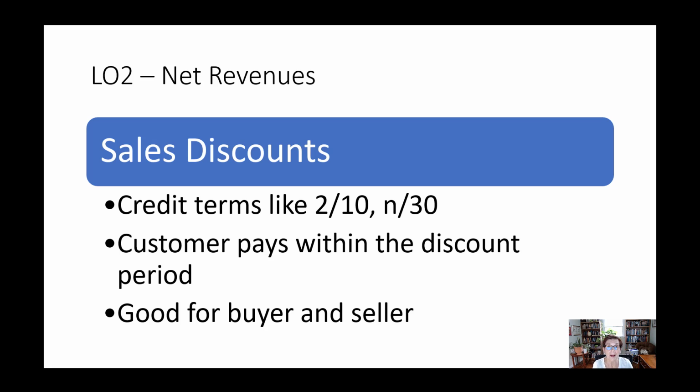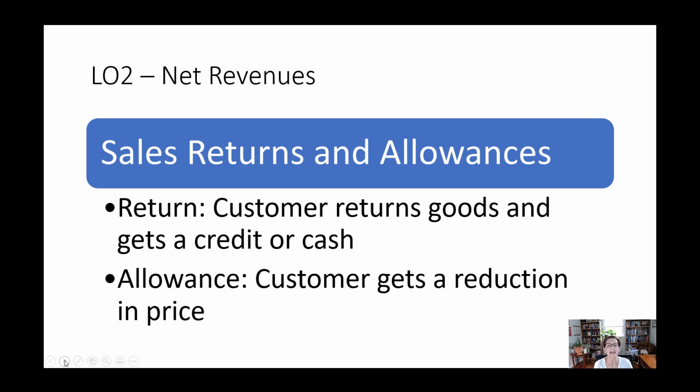This is good for the buyer and the seller. Hopefully you're thinking, why is it good for the buyer? Why is it good for the seller? Well, it's good for the buyer because the buyer gets a discount, right? They get a 2% discount and they only have to pay 20 days earlier, right? And the seller gets the benefit of receiving their cash sooner. So this is a benefit to both the buyer and the seller. So sales discounts come about when the company offers its customers a reduction in price if they pay their receivable early. To them it's a payable, to the company it's a receivable, right?